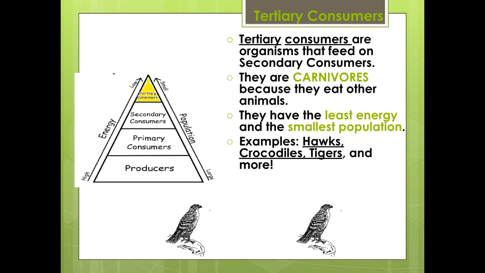Tertiary consumers feed on the secondary consumers. They are carnivores because they are eating other animals. They're eating meat. They have the least energy on our pyramid because they only get the tiniest little bit, and they have the smallest population size. If you can imagine, if you had more crocodiles and hawks and tigers on Earth than we had plants, that wouldn't make for a balanced ecosystem.